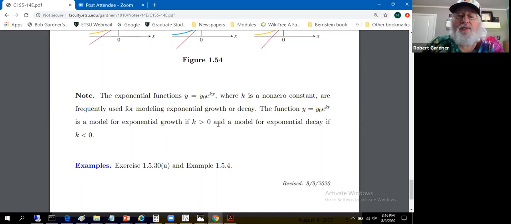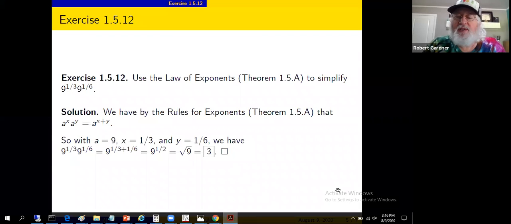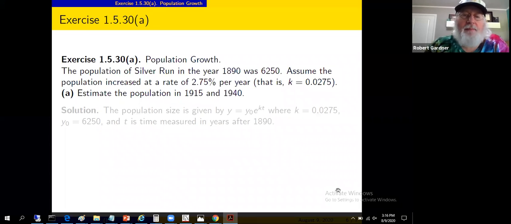If k is greater than 0 in this exponent, then it's exponential growth. If k is negative in this exponent here, then we're looking at exponential decay. So radioactive decay, for example, is modeled with exponential functions like this. Carbon dating works with exponential functions. So let's do a couple of examples to illustrate that.